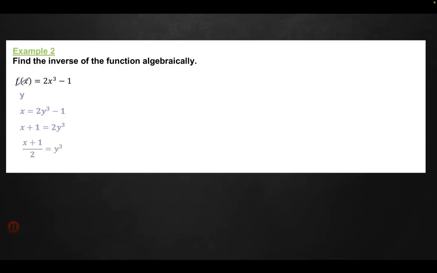Now at this point, you're saying, well, what do I do with that y to the third power? Well, let's undo that power. If it's cubed, I want to take the cube root of it, so that I can cancel out that power and I am left with just a y. I'm going to get the cube root of the whole quantity x plus 1 over 2. And remember, with that specific inverse notation, I've got f inverse of x equals the cube root of x plus 1 over 2.